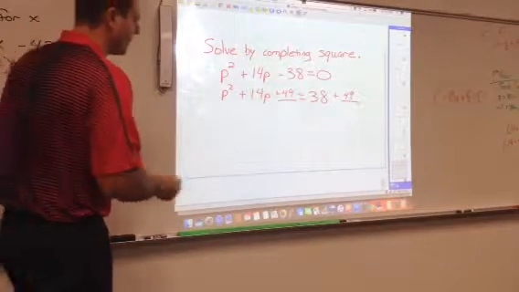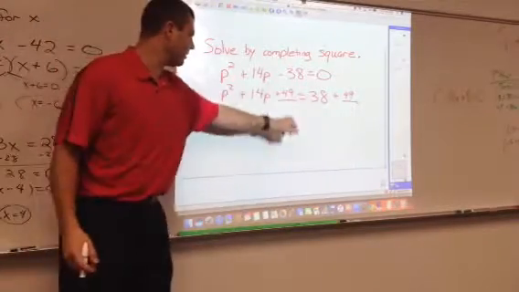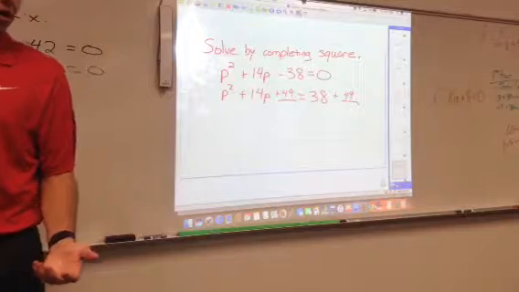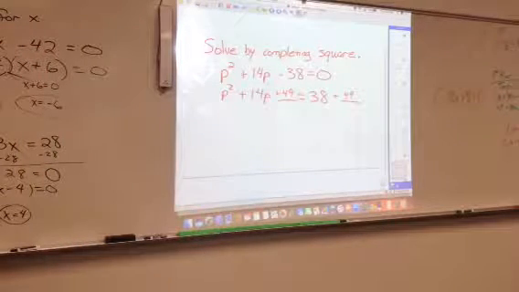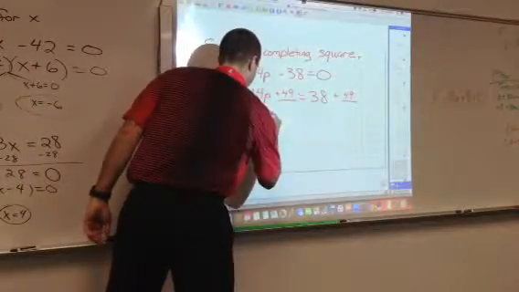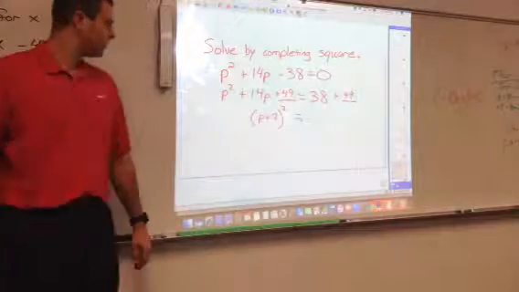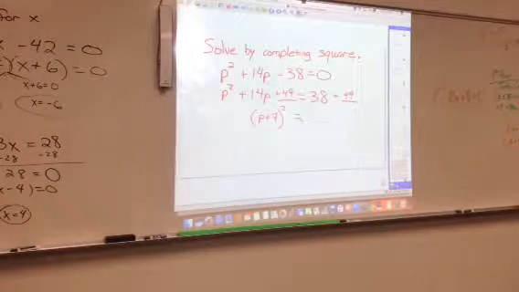On this side, p squared plus 14p plus 49, that's a perfect square. It's what squared? P plus 7, quantity squared. Or shorthand, p plus 7 quantity squared. And then on the other side, what is that? 87. 87, thank you.